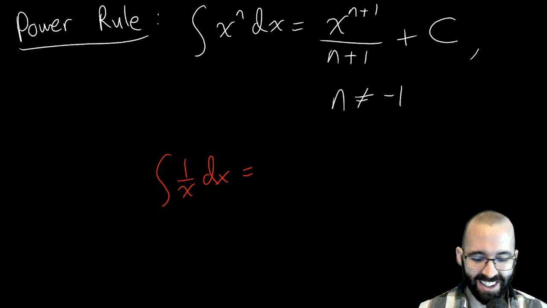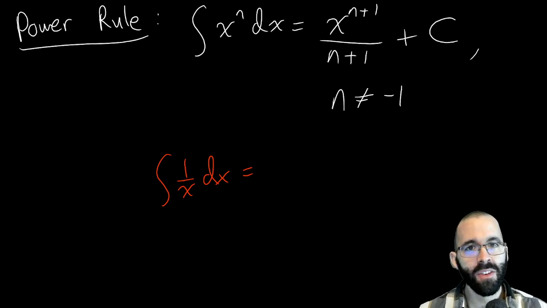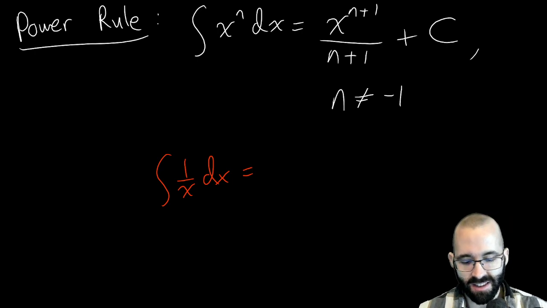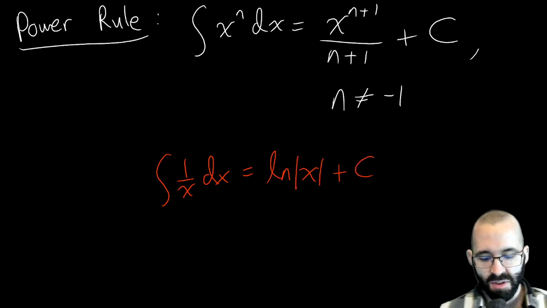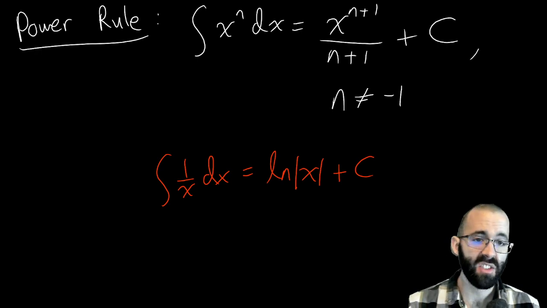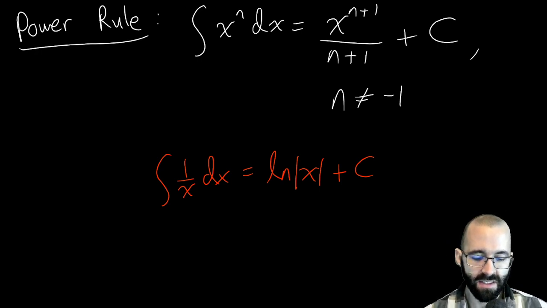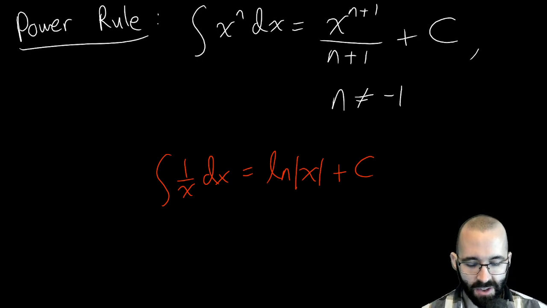Remember what the derivative of natural log is. The derivative of natural log is 1 over x. So that's what we write over here. And in fact, we can make things even more general by adding absolute values, because it's actually true for positive and negative x, even though natural log is only defined for positive x. Now we get a lot more information if we add the absolute value.